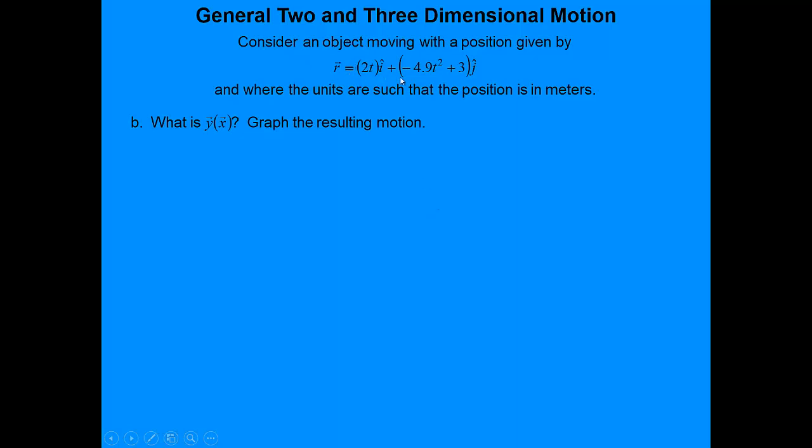First off, we can split this single equation into two equations. This is really the horizontal position equation, right? The horizontal position as a function of time is just 2t. You okay with that? And the vertical position as a function of time is negative 4.9t squared plus 3. This is the more common way we've written it in the past, right? Instead of putting it in unit vector notation.